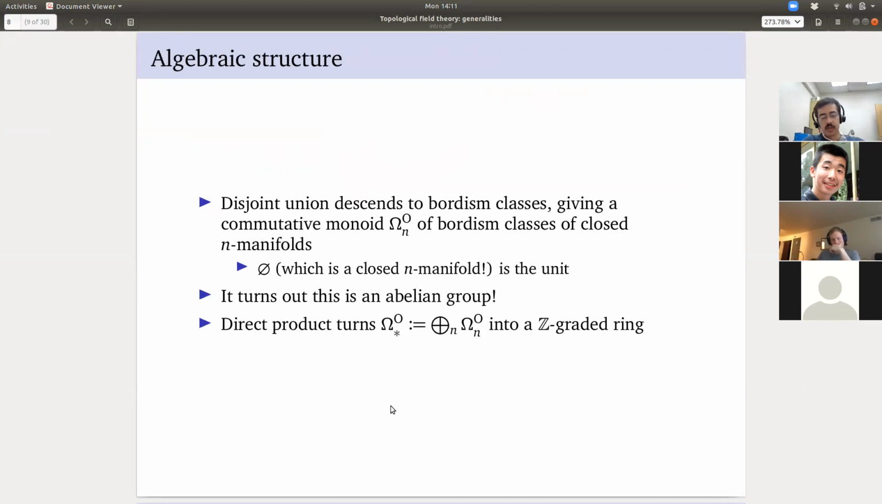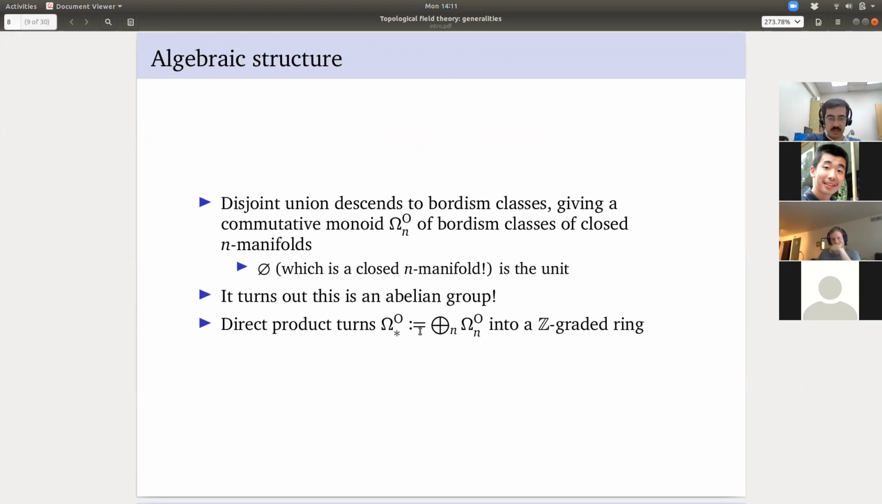Moreover, disjoint union turns this into a commutative monoid of Bordism classes of closed N manifolds with unit given by the empty set. This is one of these things where you kind of have to sit and think for a bit about the fact that the empty set is in fact a closed N manifold, vacuously. But let us not be scholars of the empty set. The empty set does what we want, which is it gives us a unit. And then there is a theorem that this monoid is in fact an abelian group, hence the name Bordism groups.